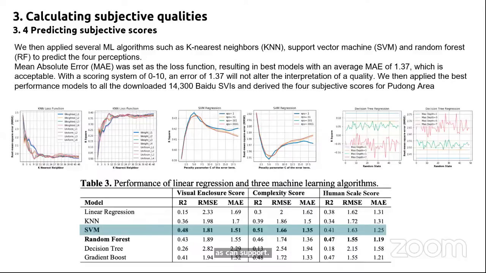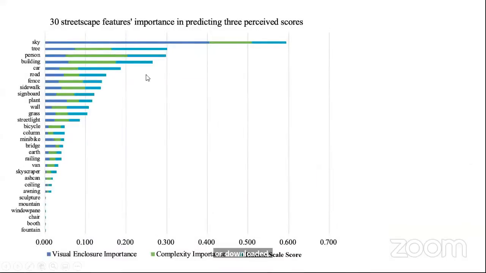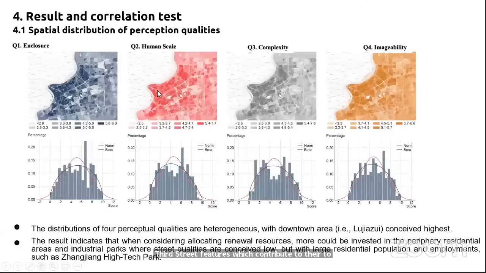And MAE was set as the loss function. We then apply the best performing model to all downloaded street view images and derive the four subjective scores for Pudong area. And here we can see the street features which contribute to the perception score. And this slide shows the predicted result.